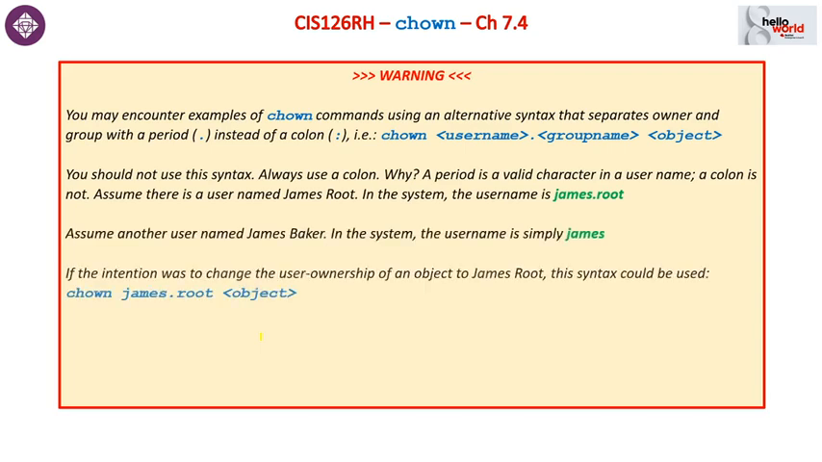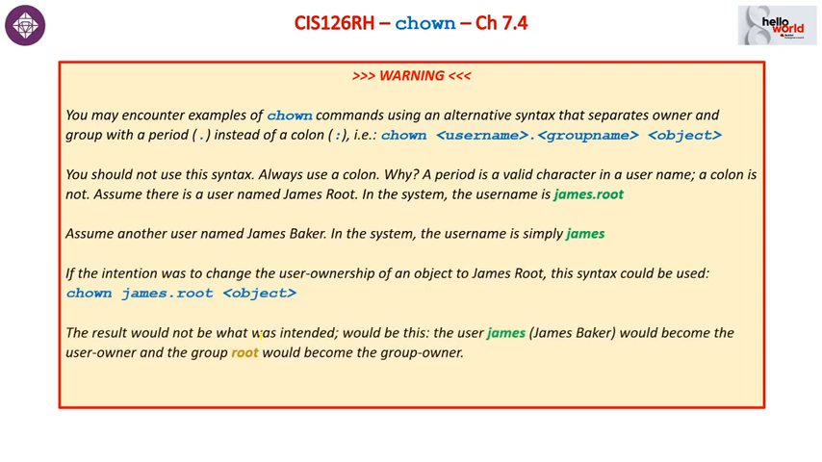Here's the big warning and what would happen with this whole dot thing. So take some time to read this. Assume that there is a user named James Root, and it's james.root. There's another user named James Baker, which happens to be james. If the intention was to change the user owner of the object to James Root, this could be used. But the result would not be as intended. The user james would become the user owner, and the group root would become the group owner, because this would be a valid group and this would be a valid username.